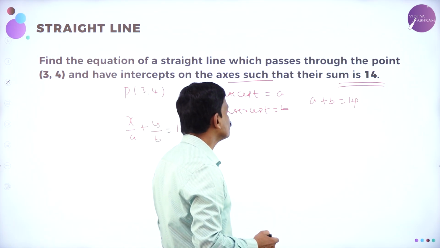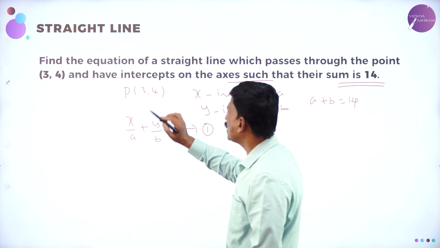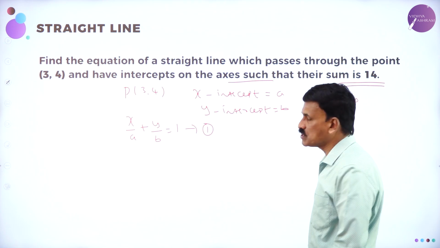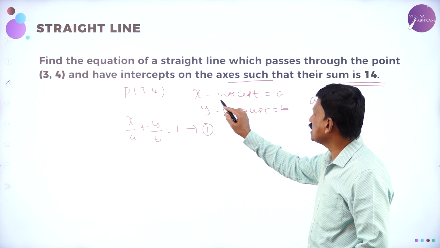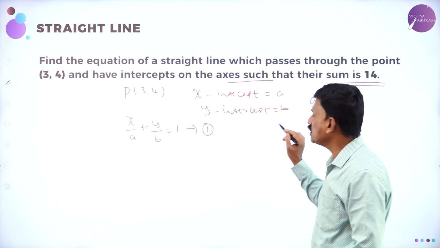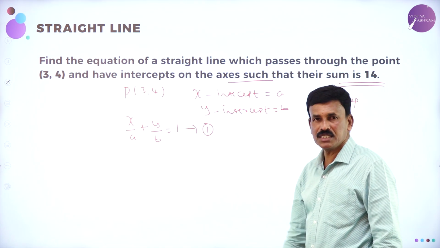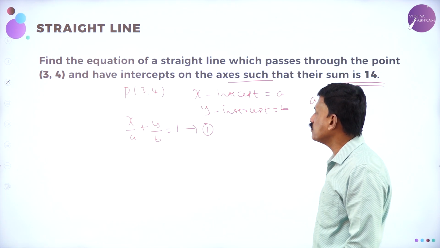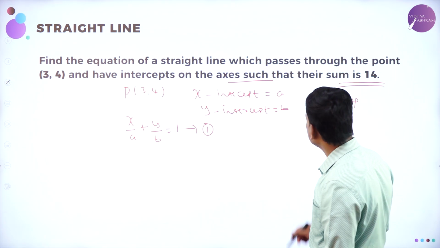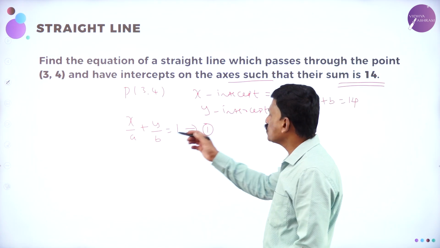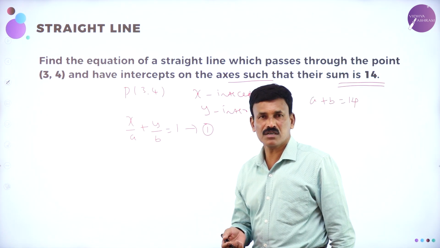Now, listen to me here. Since it passes through the point 3, 4, having the intercepts on the axes such that their sum is equal to 14, the x-intercept is A, the y-intercept is B, and the sum of the intercepts A plus B is equal to 14. The equation of the line is of the form x by A plus y by B is equal to 1. Now, get the value of either A or B from this equation and substitute here and simplify, you will get the answer. That is it.